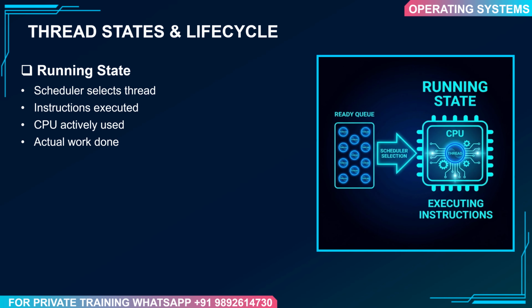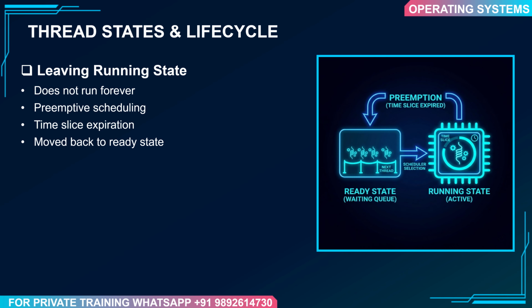When the scheduler selects a thread from the ready queue, the thread enters the running state. This is the moment when the thread is actually executing instructions on the CPU. Its code is being processed, calculations are happening, and progress is being made. From the outside, this feels like real work is happening because it is. However, a thread does not stay in the running state forever. There are several reasons why it might leave this state.